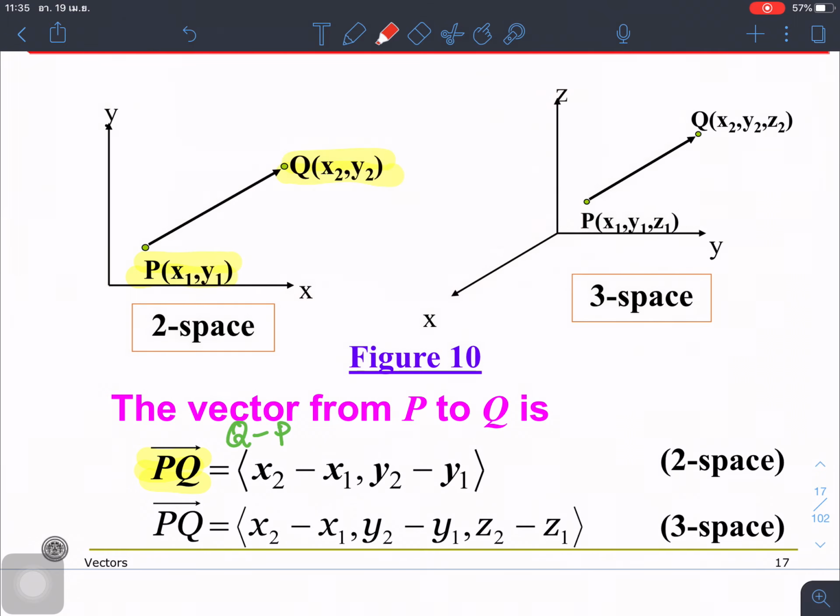The same concept applies for three-dimensional. Okay, in three-dimensional, you use the same concept. If you want to find the coordinate for the vector PQ, you have to do Q minus P. Okay.